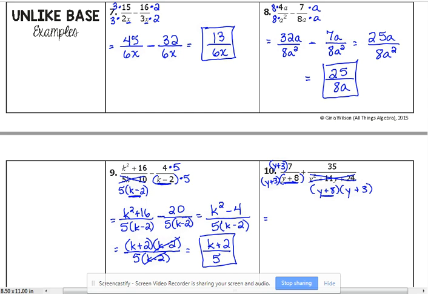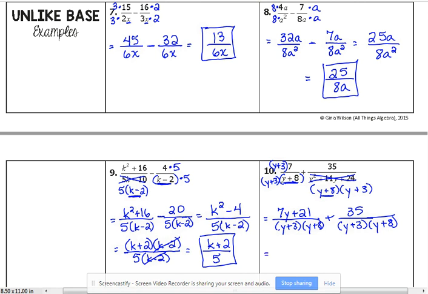Okay, so just to save myself a little bit of room, I'm going to distribute the 7 when I rewrite it. So 7y plus 21 over y plus 3 times y plus 8. This is a plus 35 over, I'd rather write those in the same order. It really doesn't matter, but I'm a little OCD like that.